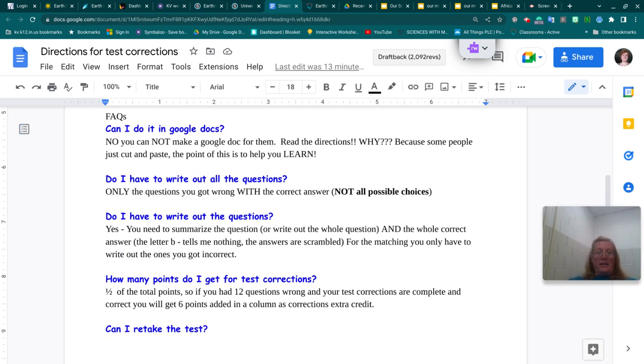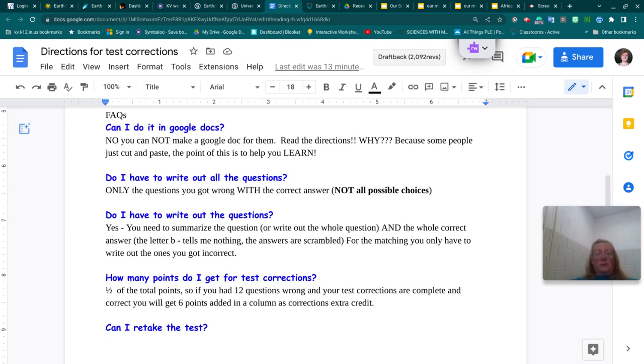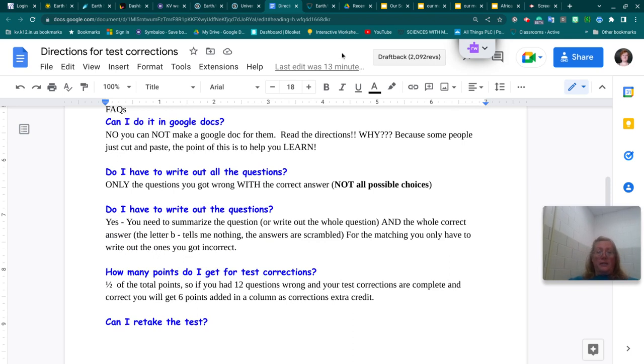Okay, things that people ask. Can I do it in Google Docs? No, because all you'll do is copy and paste it, and you won't be learning much of anything. You'll copy and paste the question, then copy and paste it into the URL, and then copy and paste whatever the correct answer is. Again, the whole point was to help you learn.